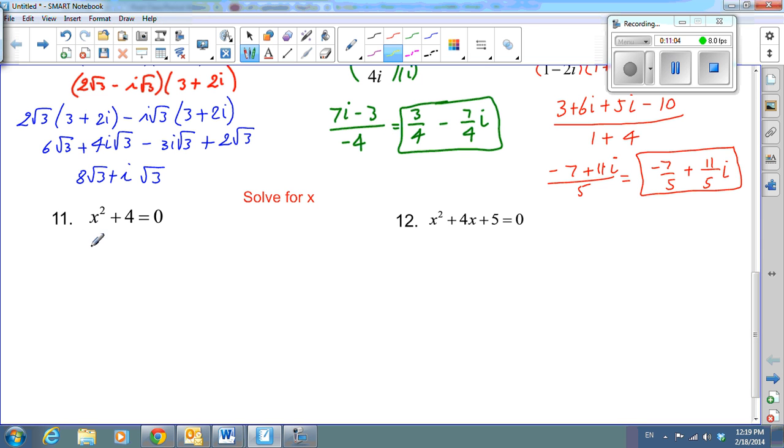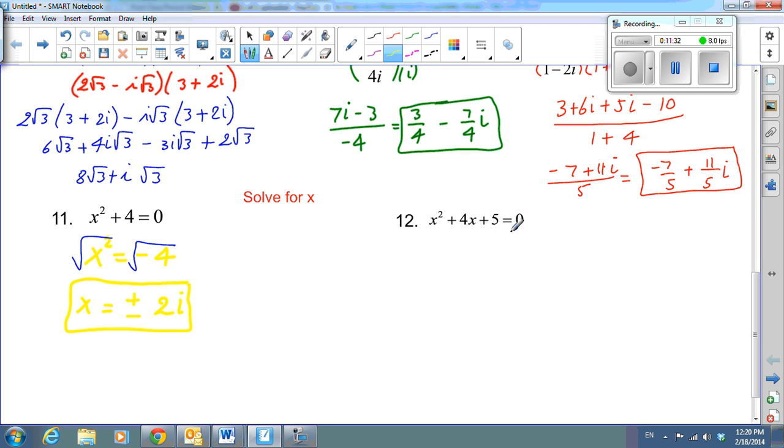To solve the first one, meaning number 11, I have x squared plus 4 equals 0. It means that x squared is actually equal to negative 4. I will go ahead and apply the square root on both sides. And on the left side, I will have x, but on the right side, because it was a variable, I will have plus or minus 2i.